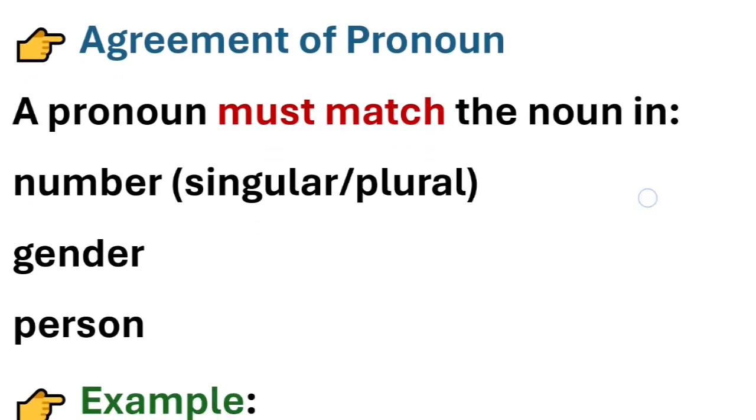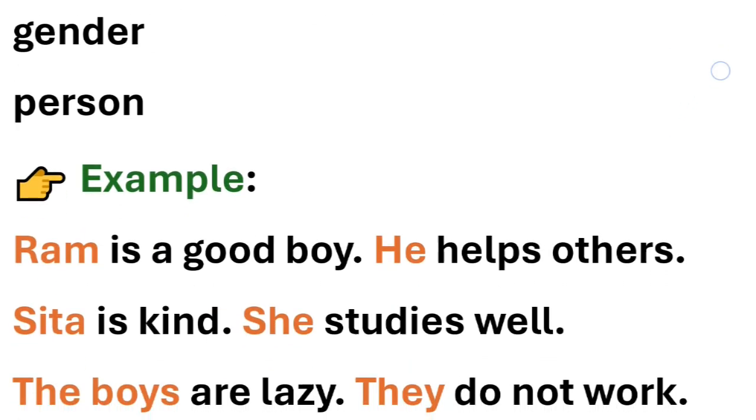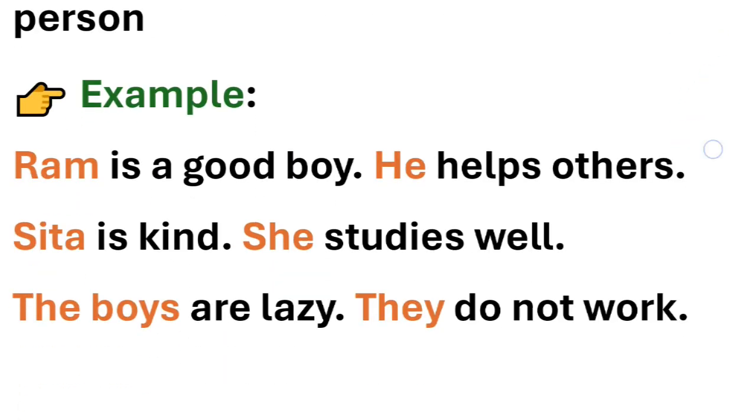Now after talking about uses of it, we'll talk about another point, which is agreement of pronoun. When to use pronoun, how to use pronoun, we'll talk about that in this section. A pronoun must match the noun in number, as in singular or plural, gender and persons. So one by one we'll understand how to use it. When the noun is singular, we have to use a singular pronoun. When it's plural, we have to use a plural pronoun, and for gender we have to use that kind of gender also. So we'll understand that with examples.